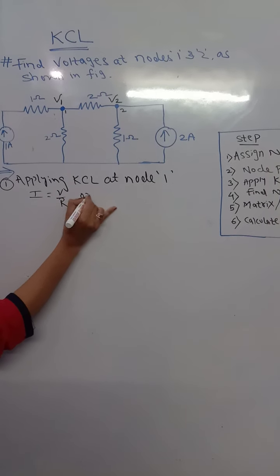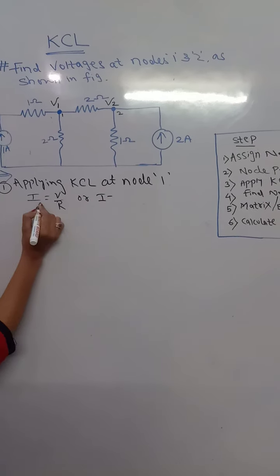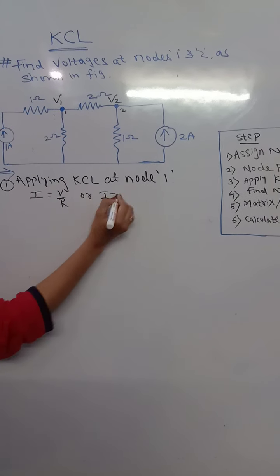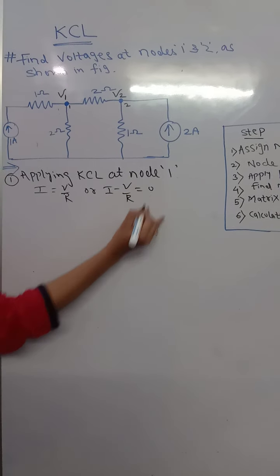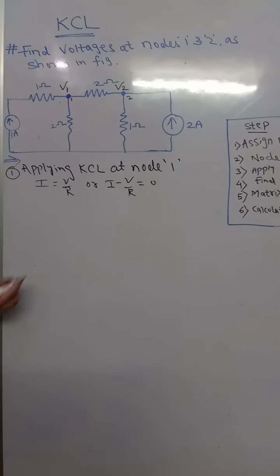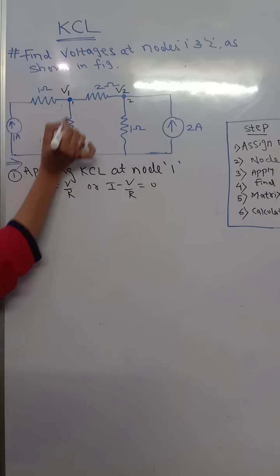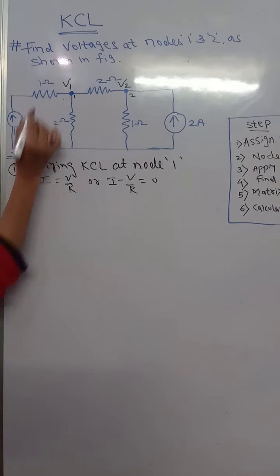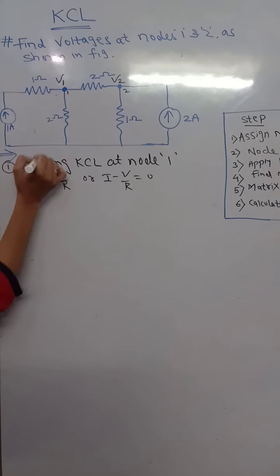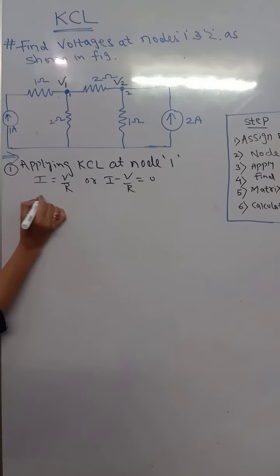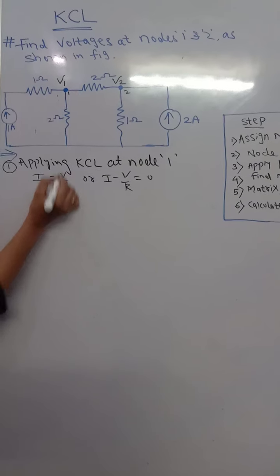Or in many textbooks they refer to it as I minus V by R, which will come here, equal to 0. In this way also you can write the equation. Now come to this point. Just observe this circuitry, observe this node. So I is equal to V by R. What is my I? I will write here I as it is at present.